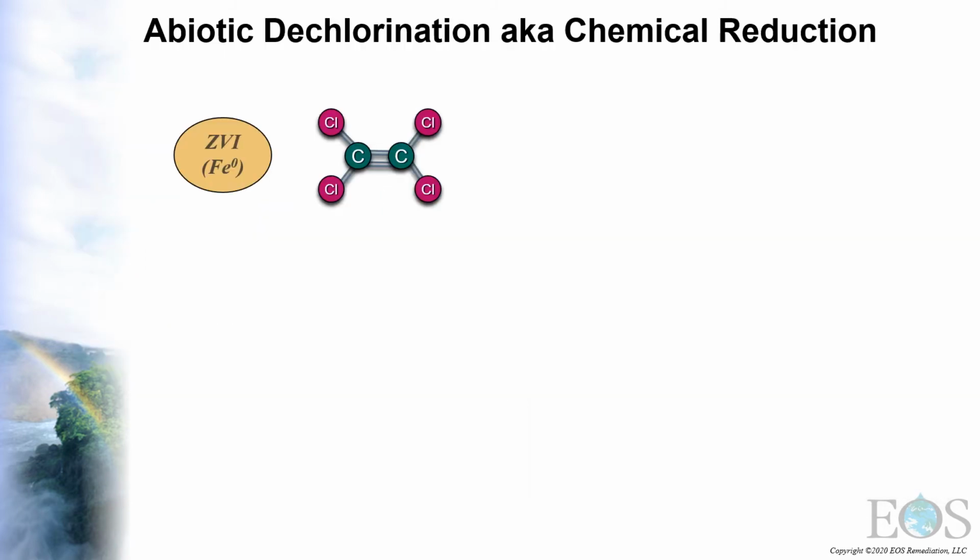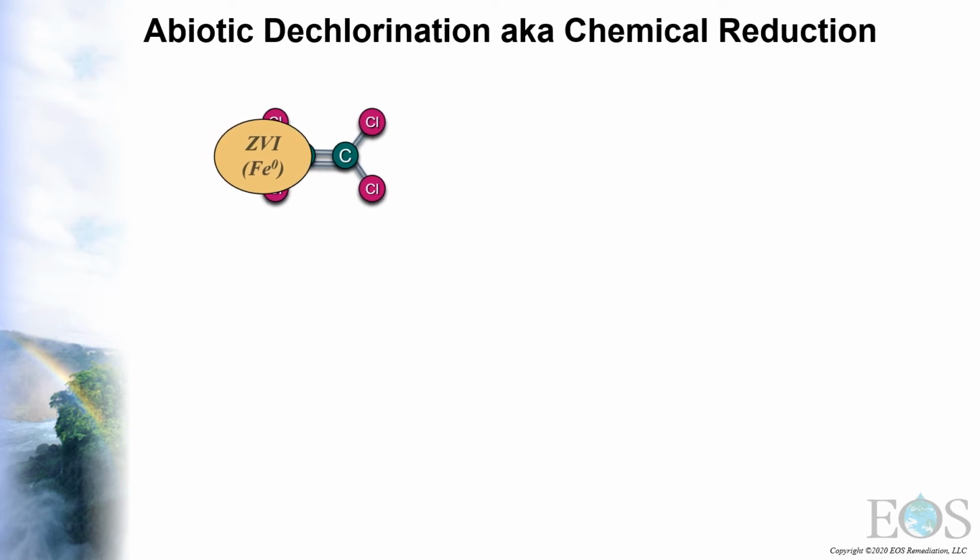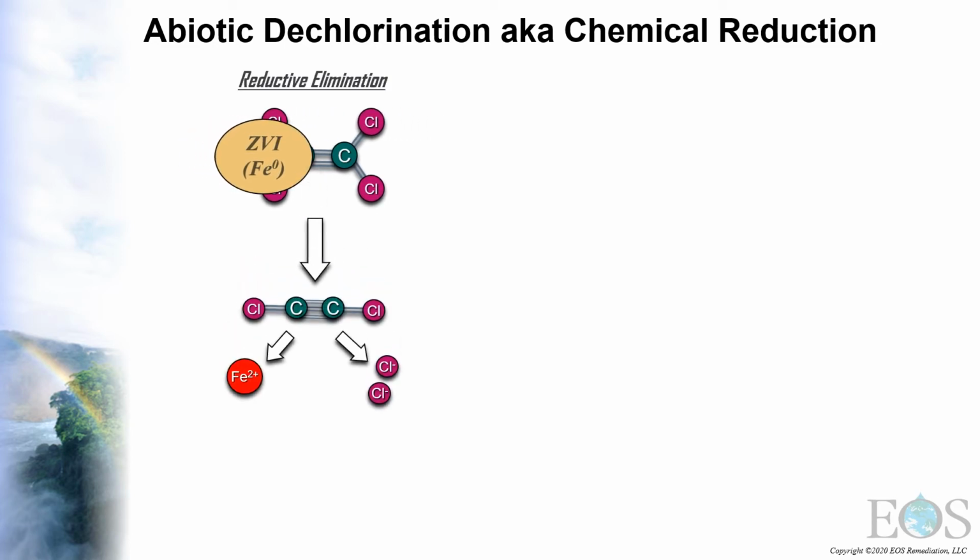So this brings me to then, let's discuss the removal mechanisms for zero valent iron. For ZVI to degrade chlorinated solvents, the ZVI must actually physically touch the PCE molecule, in this case. And when that happens, you're going to remove 2 chlorines at a time, and you're going to oxidize the iron. So you're going to convert PCE to dichloroacetylene. And this process is known as reductive elimination.